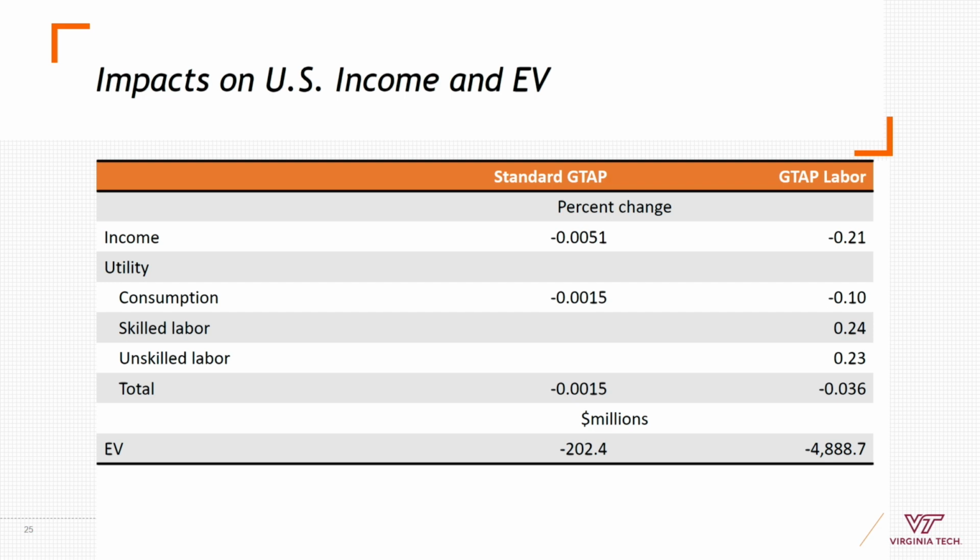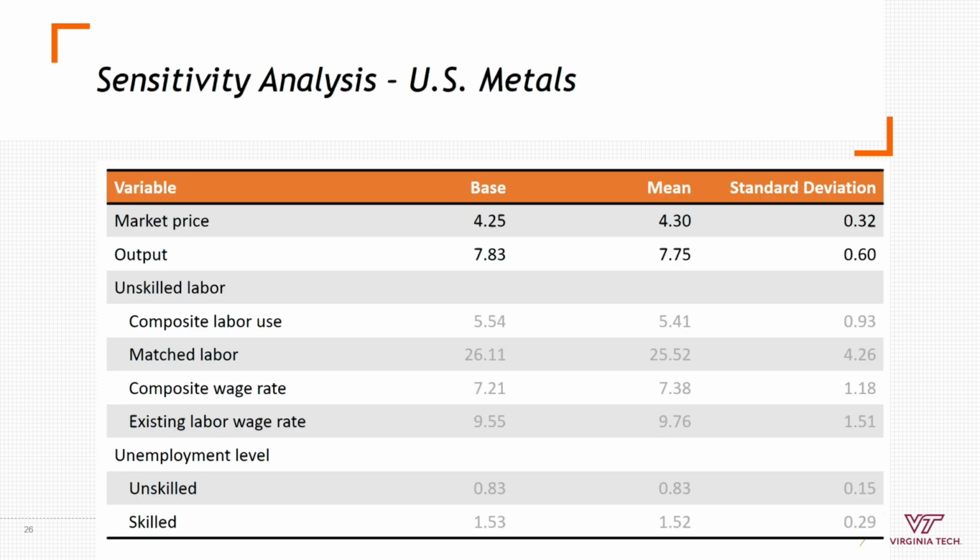Okay. As far as utility, I did the decomposition. So here's the change in consumption. And that's offset a little bit because there's less labor, just utility, because fewer people are employed. It looks like it's a small number, but you multiply that by however many $1 trillion of U.S. GDP, so you get about a $5 billion loss in EV compared to only a $202 million loss in the standard GTAP model. So you are getting some sizable differences in equivalent variation.